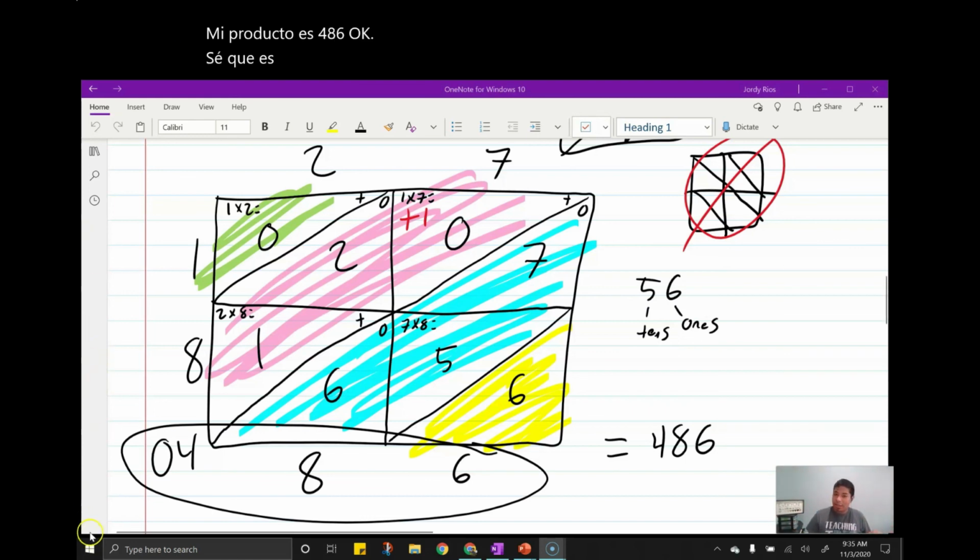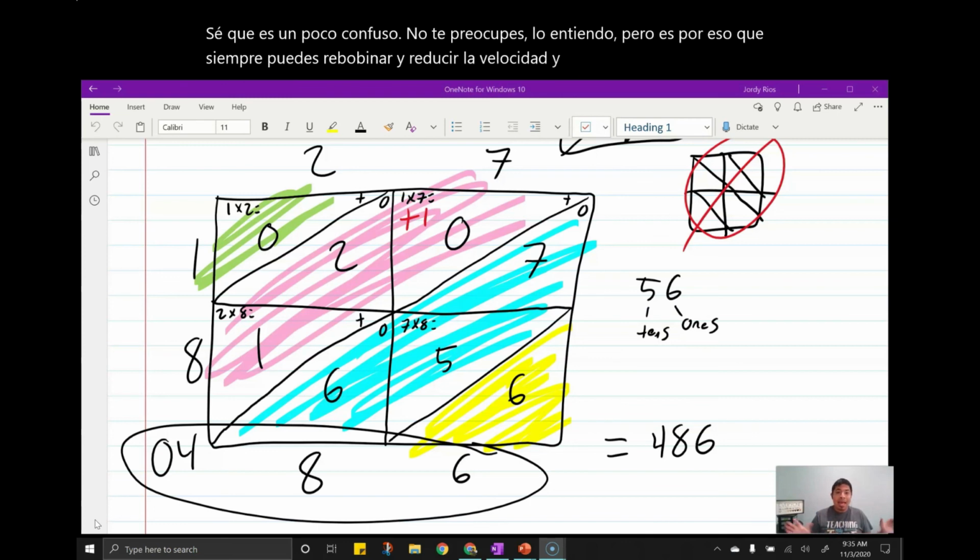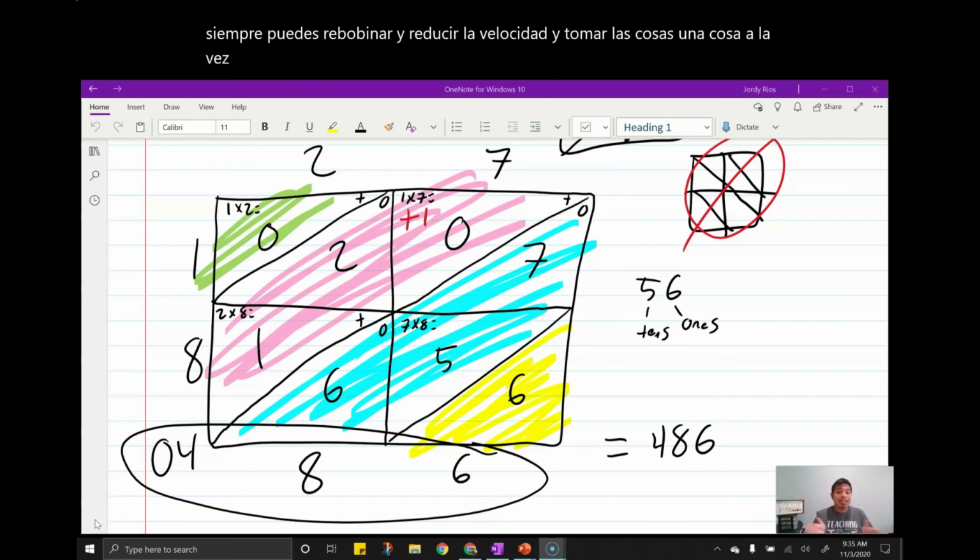I know it's a little bit confusing. Don't worry, I understand. But that's why you can always rewind and just kind of slow down and take things one thing at a time, okay? Please make sure you copy down these notes, okay?